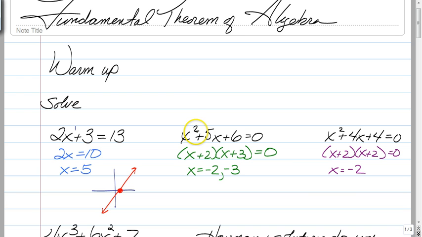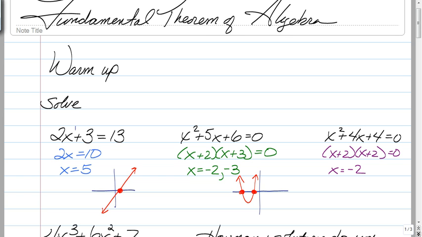Now in the next one we have a quadratic, x squared. So at the most we can have two. Notice it's at the most, it doesn't have to have it. We have a graph here, and it's going to look a little something like this. And you can see it crosses the x-axis twice, which means you have two solutions.